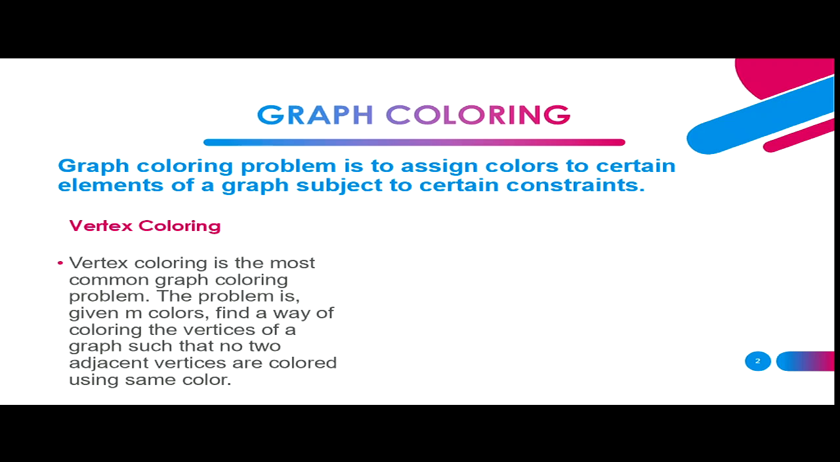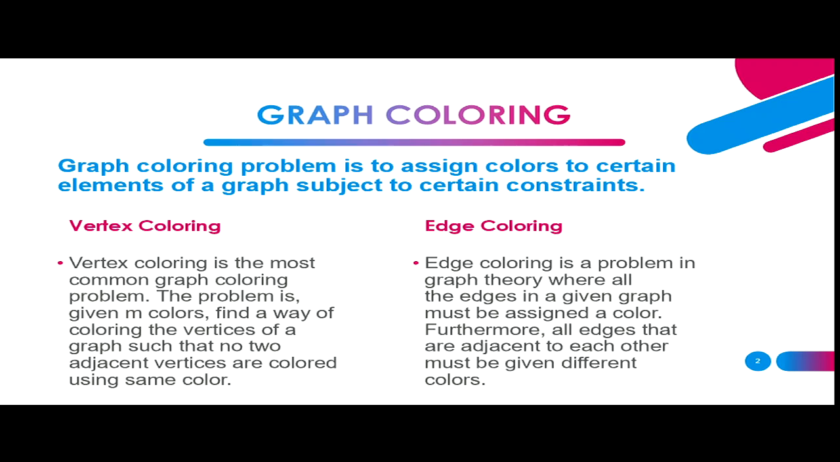So the problem is: given m colors, find a way of coloring the vertices of a graph such that no two adjacent vertices are colored using the same color. And the other one is edge coloring. Similar to vertex coloring, we color the edges instead of the vertices.